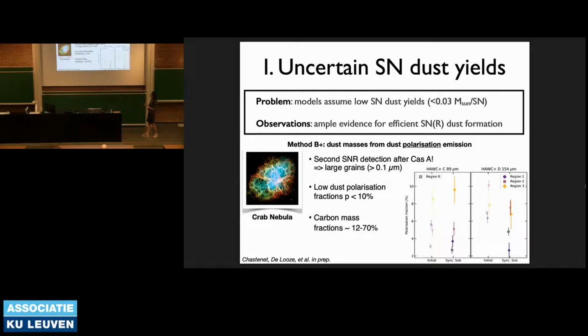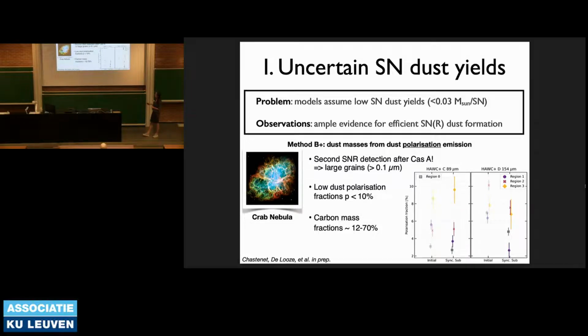Overall, the dust polarization fractions that we get, of around 10%, are quite low, because in Cassiopeia A, a 30% polarization fraction has been detected, but I should mention that that result is somewhat controversial still.